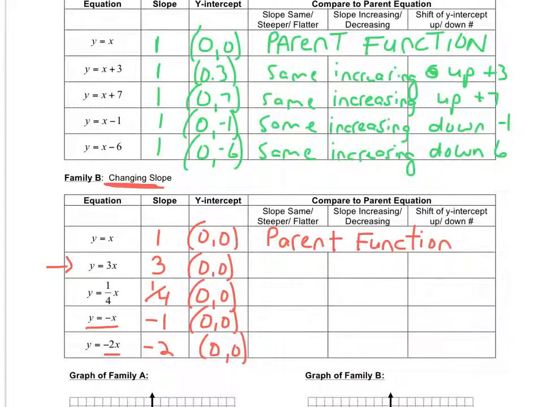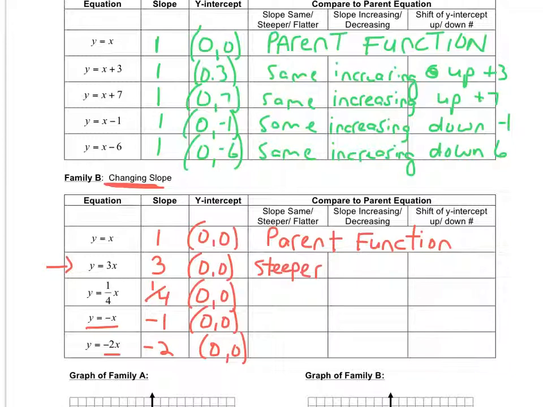Okay, now is the slope the same, steeper, or flatter? Well, all of these slopes are different, so we have to decide, are they steeper or flatter? If the slope is bigger than 1, it's steeper. So that means this one is steeper.